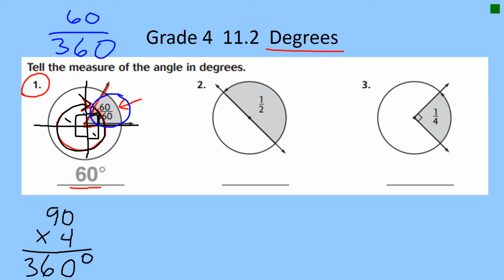Okay, so let's look at number 2. So clearly half the circle is shaded and it's a straight angle. Okay, so what is that angle in degrees? You probably already know that one. A straight angle, watch this, is really a 90 and a 90. So what's 90 times 2? Well, 9 times 2 is 18. Add that 0 on.